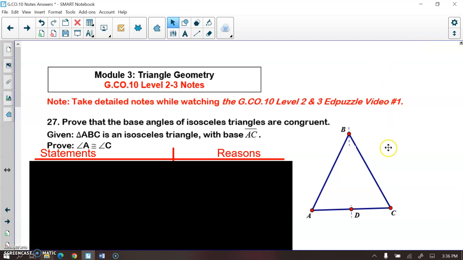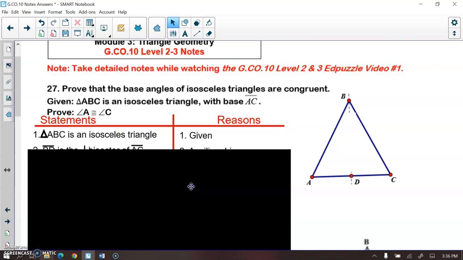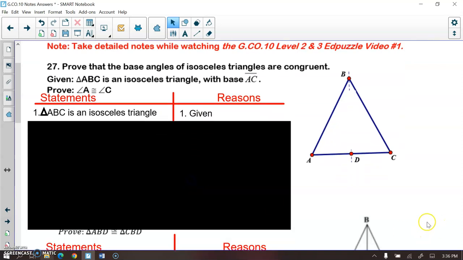Right, so levels 2 and 3 are all about proofs. We are going to prove that the base angles of isosceles triangles are congruent, which means we cannot use this as a reason within our proof. We are given that triangle ABC is an isosceles triangle, and we're trying to prove that angle A and angle C are congruent to each other.